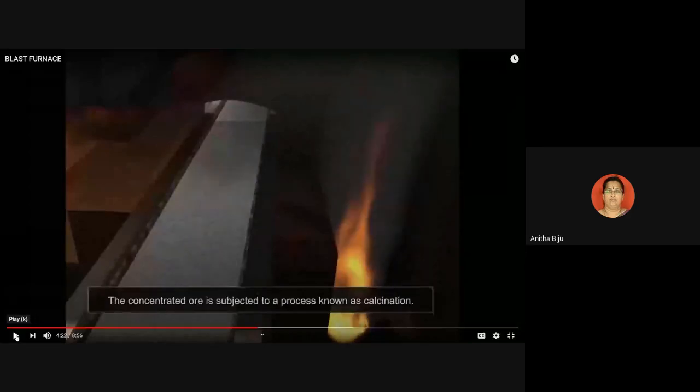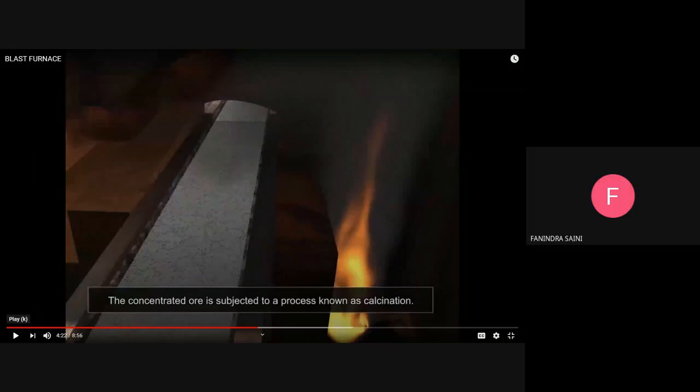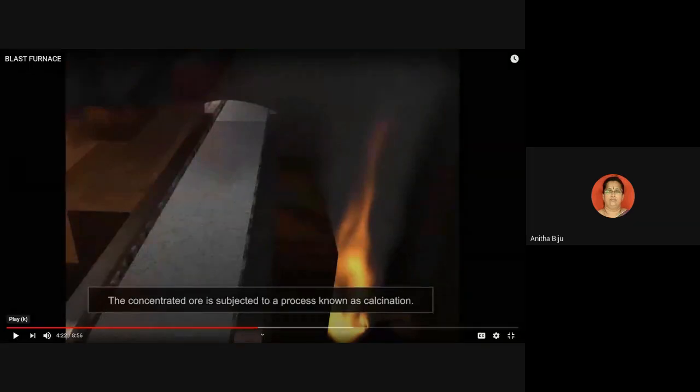Can anybody say which method of concentration of ore is used in this case, which method that we have learned? Washing. Very good, Hardik. It is hydraulic washing, where the ore is heavier and the impurities are lighter.